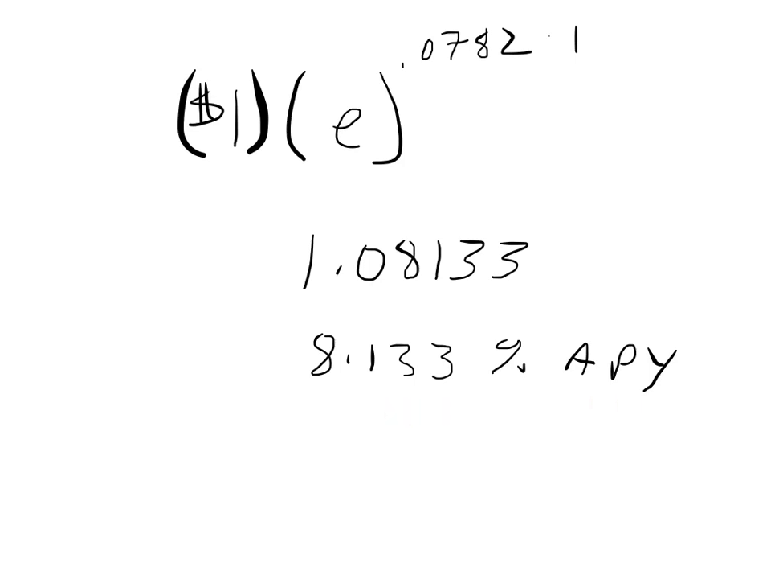We had 8.132% for compounding daily. When we compounded continuously, we added another tiny little bit, and that certainly is going to be our limiting factor for continuous compounding. That 7.82% yields about 8.13% annual percentage yield.